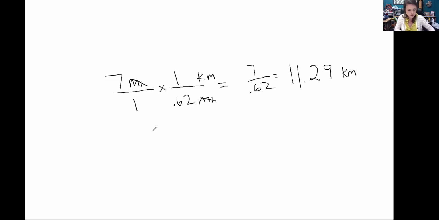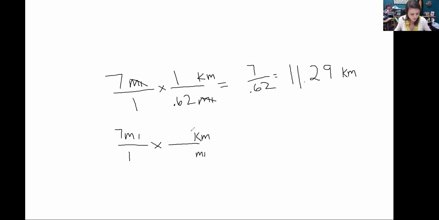Yeah, okay, so let's try it this way. So there's multiple ways of doing this problem, and we'll see how the answers are very similar but slightly different. So if I go 7 miles over 1, like I did before, I'm going to set the problem up the same. Okay, I'm going to put kilometers and miles.